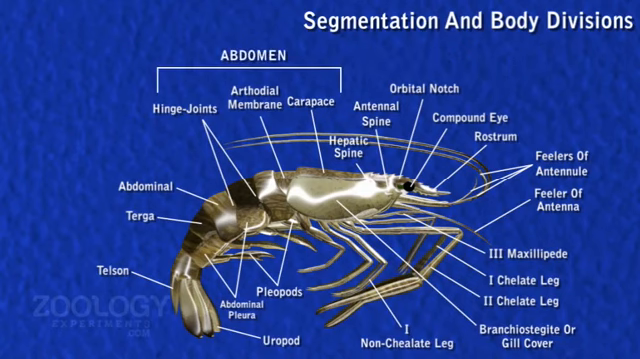Abdomen. It is well developed and jointed. It is composed of 6 distinct movable segments and a terminal plate or telson, which is not considered a segment because of post-segmental origin.